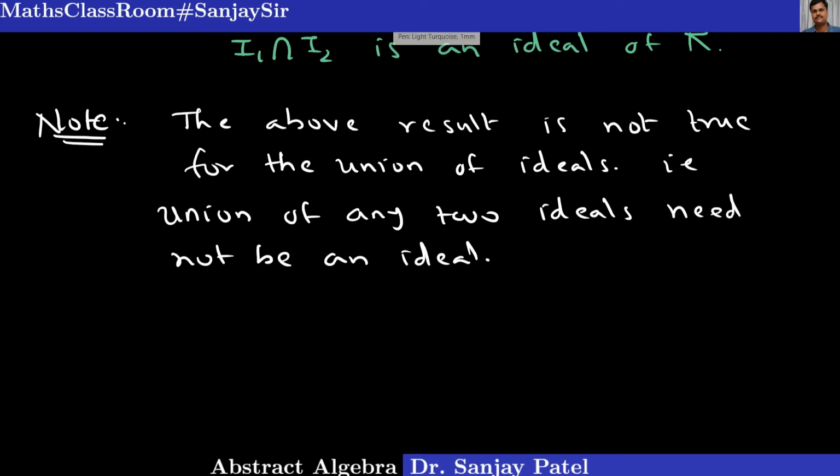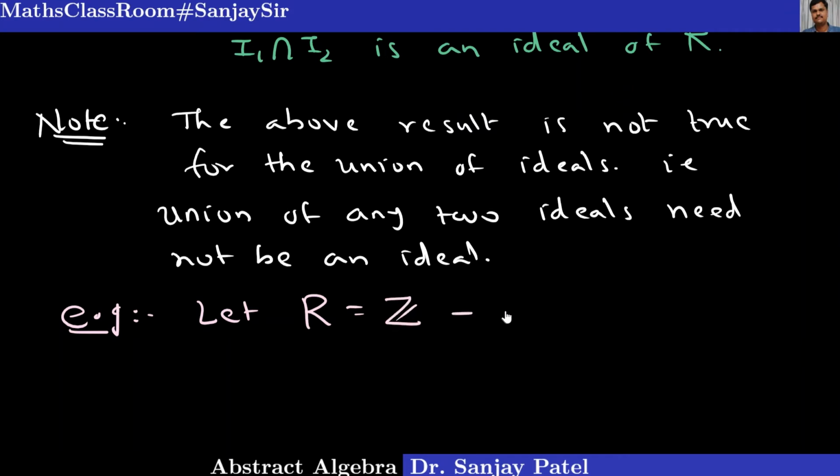So here I am going to consider the example of the ring of integers. So let us take R is equal to the ring of integers. I will write in short, this is the ring of integers. And the operations, as you know, they are the standard or usual addition and multiplication of integers. And we know many examples of ideals from our last lecture. So I am taking two such ideals.